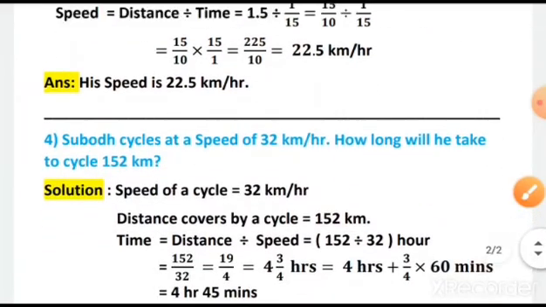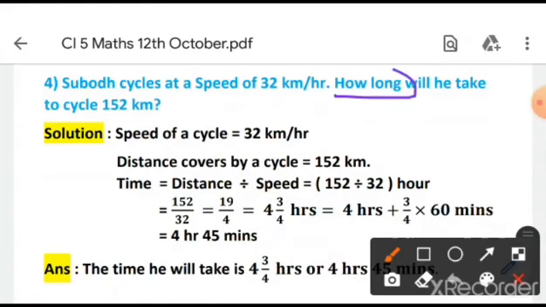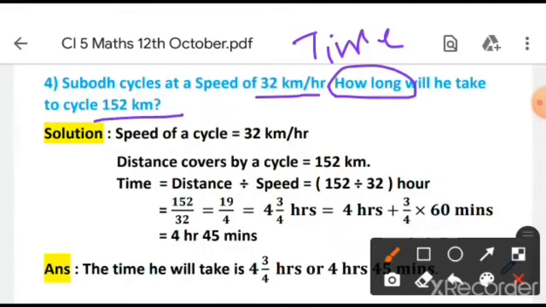Now next, question number 4. Subodh cycles at a speed of 32 km per hour. How long will he take to cycle 152 km? So students, here how long means you will have to calculate the time. So here the speed is given in kilometer per hour, that is 32 km per hour, and the distance is given, which is 152 km. So you are going to write the speed of the cycle, that is 32 km per hour, and the distance covered by the cycle, that is 152 km.